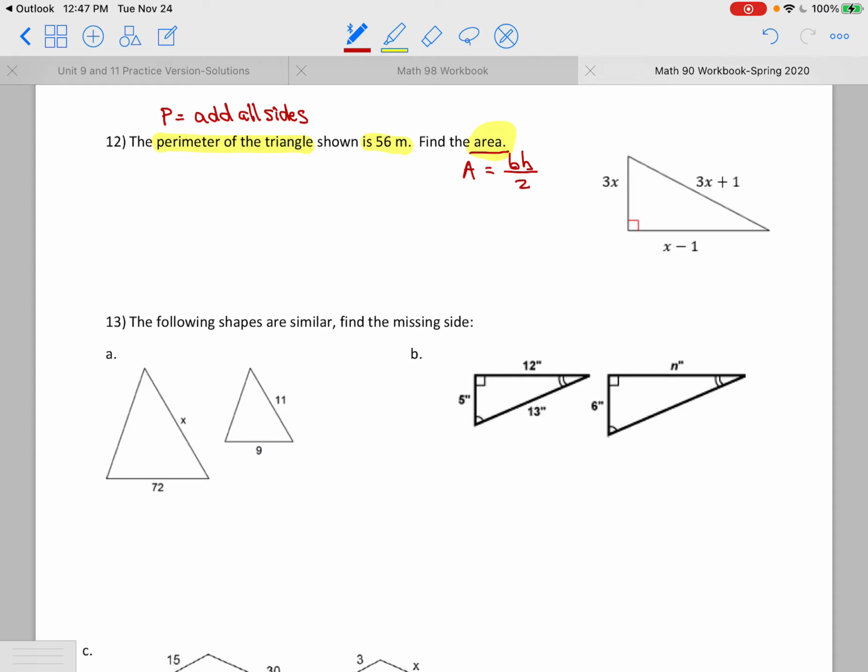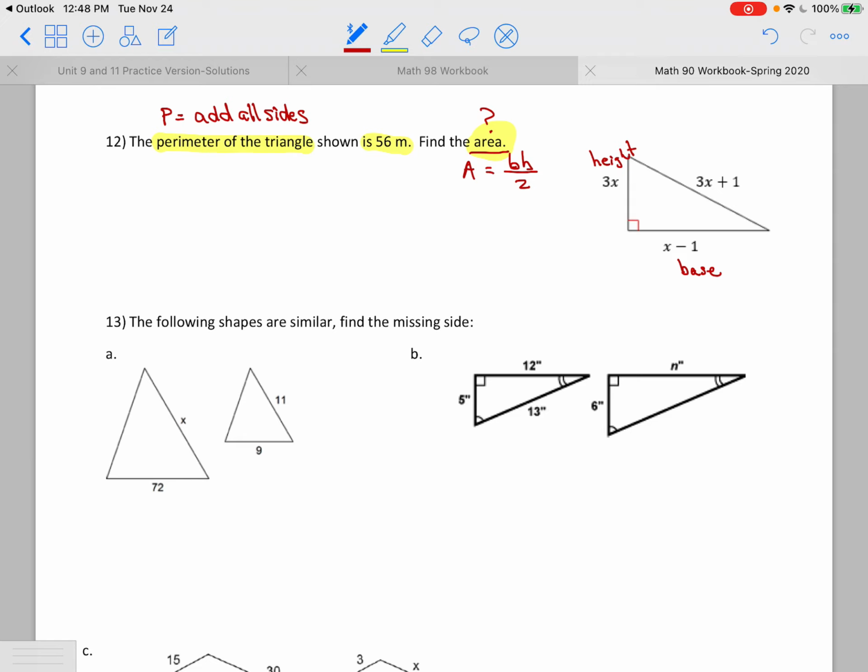Now, if in the end I'm supposed to find the area, I need the base and the height. Then right now my base, here's my base, right? Here's my height. Both of those include x's in them. So there's no way that I can solve for the area until I solve for the perimeter, right? Okay, so let's start there.